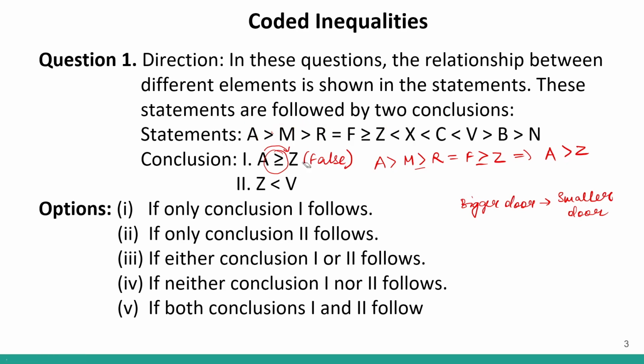Now we have to look at this one. V to Z, so bigger door to smaller door. While moving from V to Z, this much information we will use. From V to Z, I can see V is greater than C, which is greater than X, which is greater than Z. So clearly I can see that V is greater than Z. Therefore, this statement is true. So I can see in the options, option number 2 says that only conclusion 2 follows. That means only conclusion 2 is true. Therefore, this will be our answer.